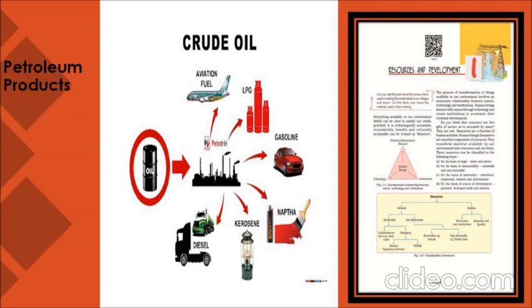Okay, children? Now let's talk about the third condition, which is culturally acceptable. How is this resource, petroleum, culturally acceptable? It means petroleum, that is oil, has been accepted by the people. People of all nations are using it in various forms. People realized its importance. We are using many petroleum products these days, like kerosene, diesel, petrol, gasoline. So there are many petroleum products available to us.